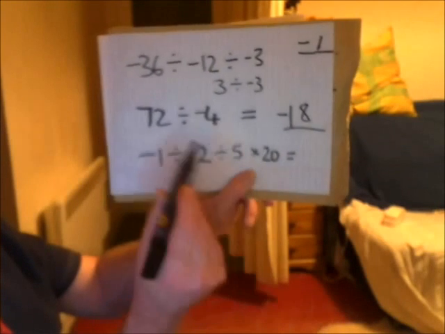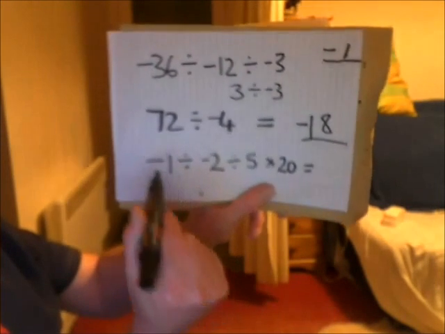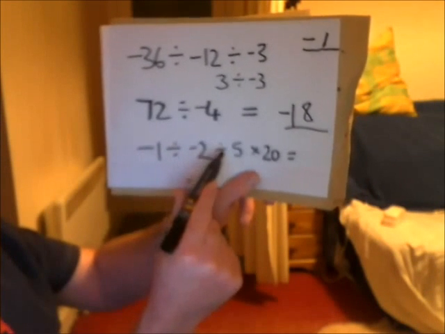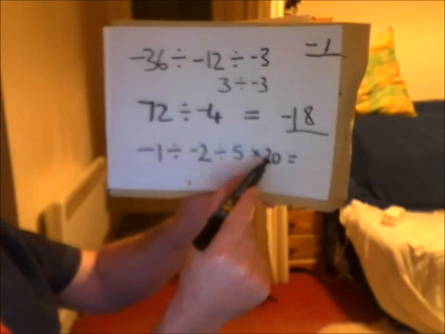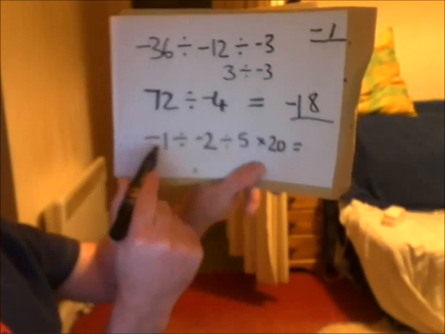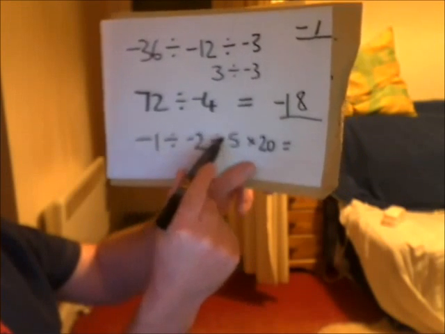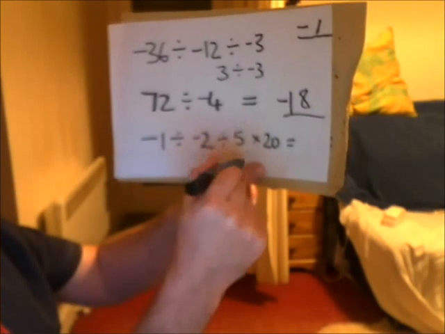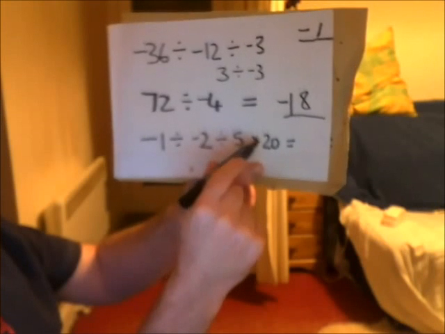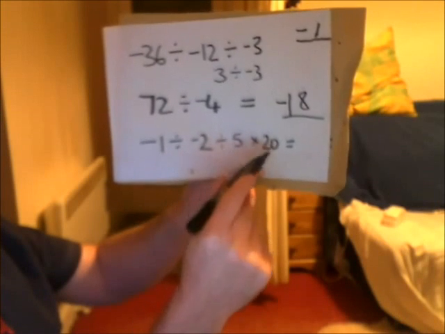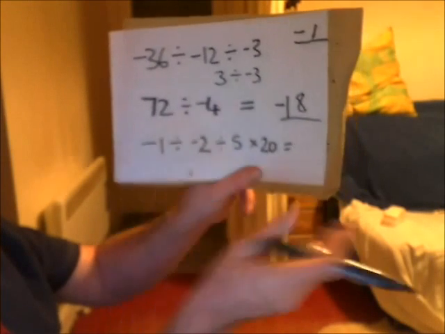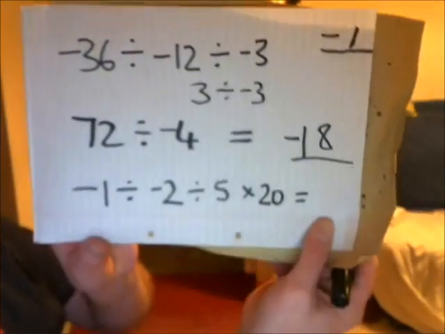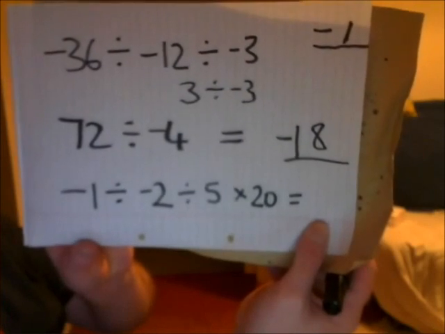Alright? Quite a slightly easier one down here. Negative 1 being divided by negative 2, being divided by negative 5, multiplied by 20. 1, 2, 3 negatives, so we know that we're going to get a negative answer at this point here, and that negative answer is going to be multiplied by 20. Right, I'll let you try and work that one out.